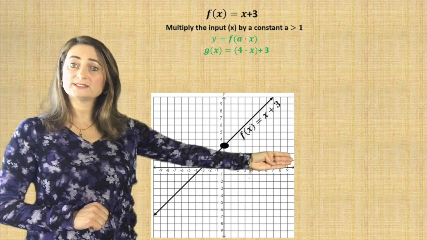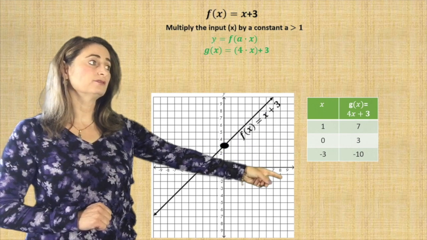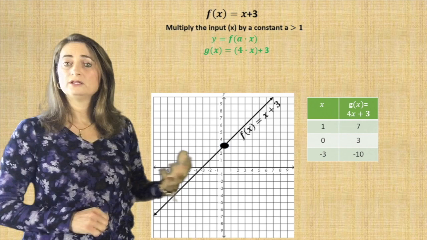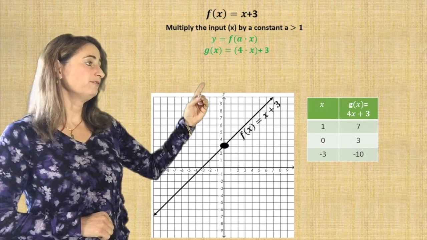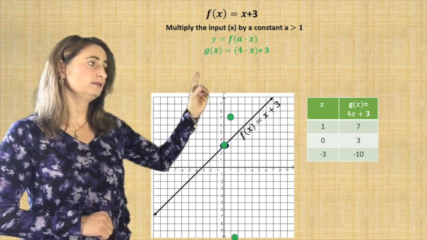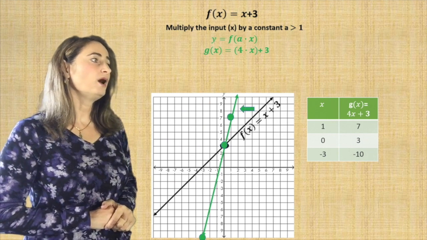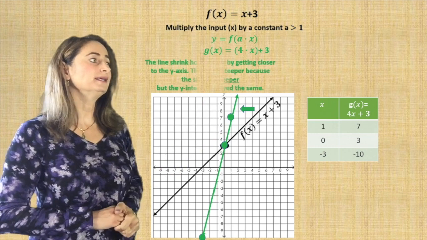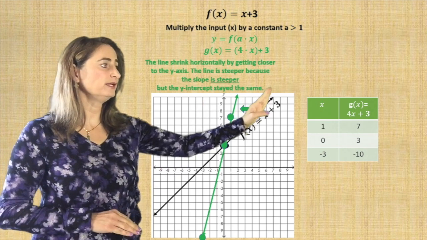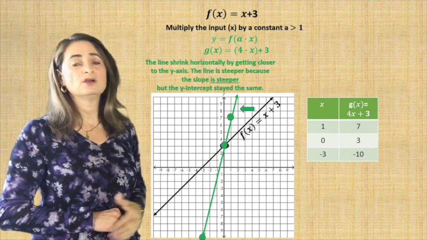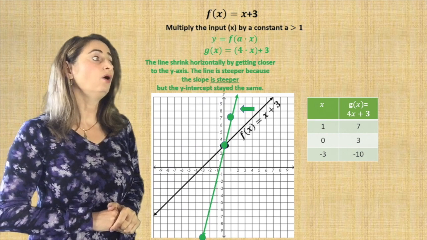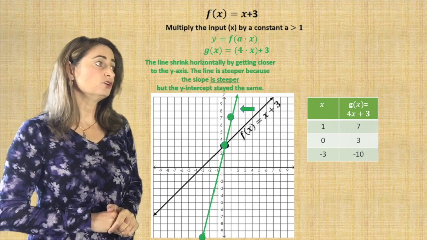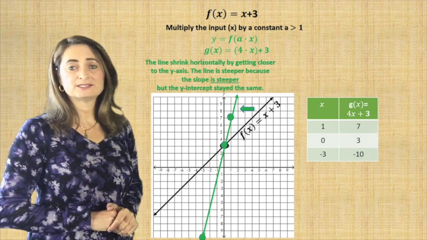To graph it, make a table. You have x as 1, 0, and 3, but the g of x is the new one, 4x plus 3. You get those numbers. Now graph them with the green dots and then connect the dots. Watch how the line shrinks horizontally by getting closer to the y-axis. So the line got closer to the y-axis, which makes it shrink horizontally. The line is steeper because the slope is steeper, but the y-intercept stayed the same.